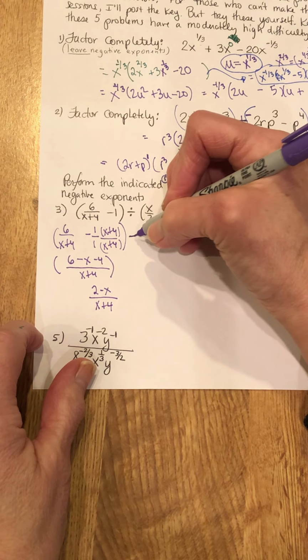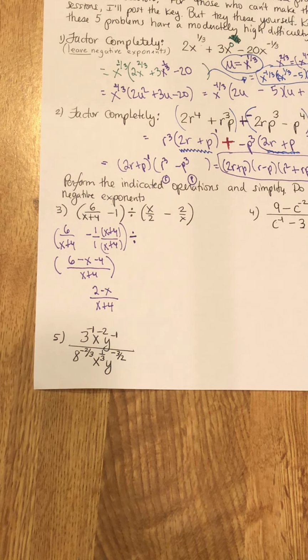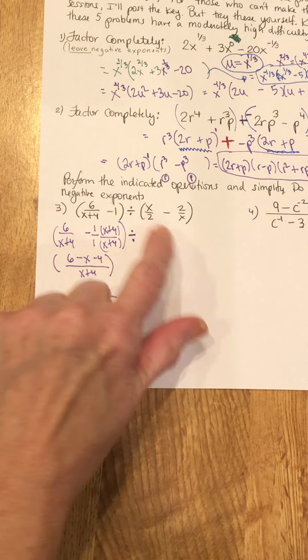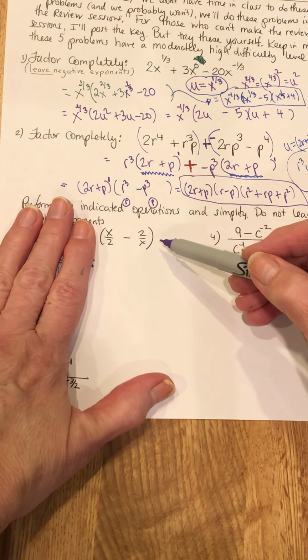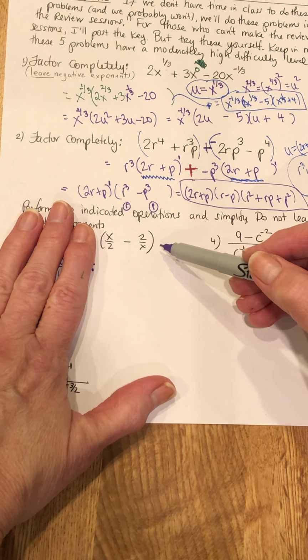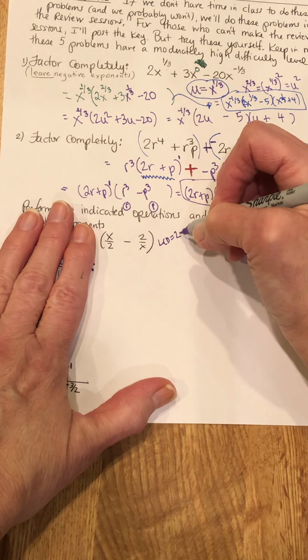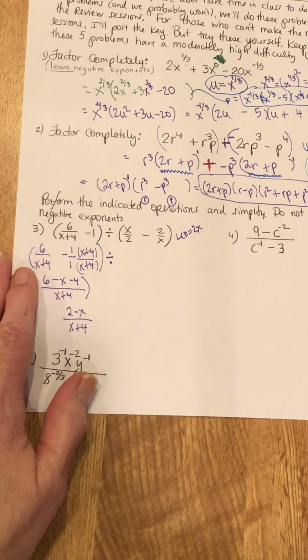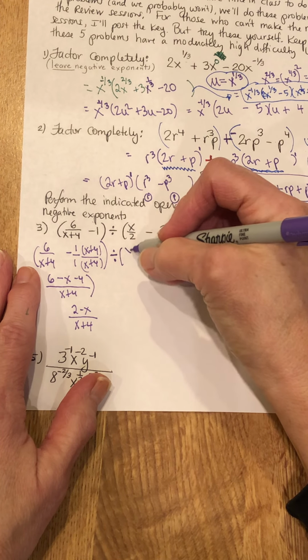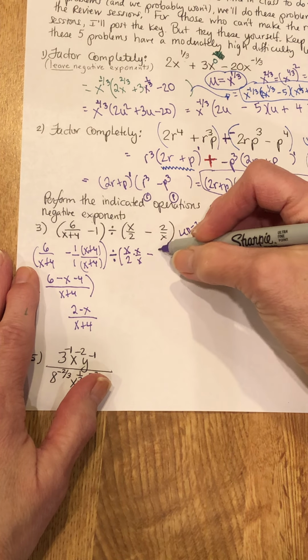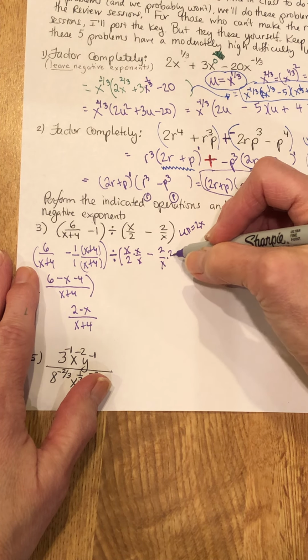Now, divided by, all right. Now, I need to get this answer inside this parenthesis. So here's my whole world. This is all I have to focus on. Oh, that's an easy LCD. The LCD is just 2x. So I will take this fraction and multiply by x over x. And I will take the second fraction and multiply by 2 over 2.